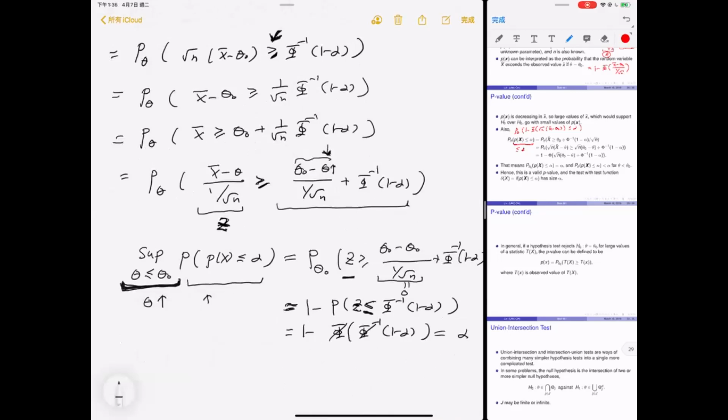That means the supremum of the criterion using p-value smaller than alpha is actually equal to alpha. That means the probability for any theta in the null is going to be smaller than alpha, which is basically what we're looking for. It's a level alpha test.